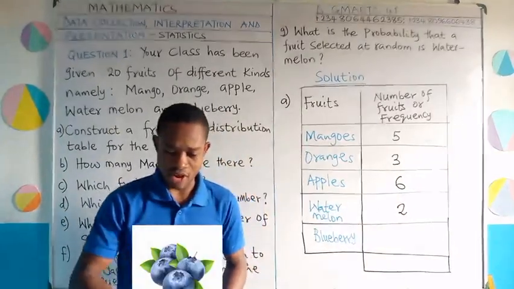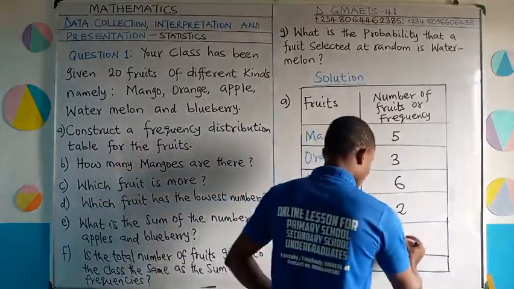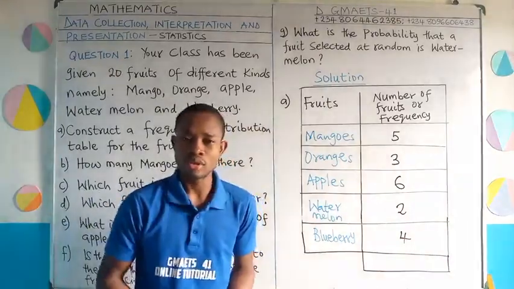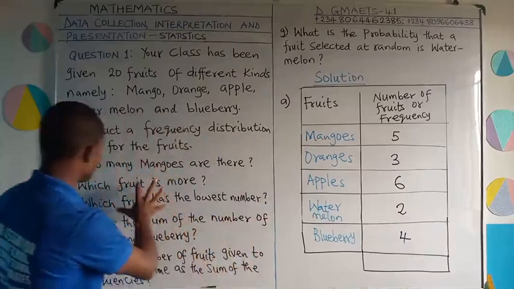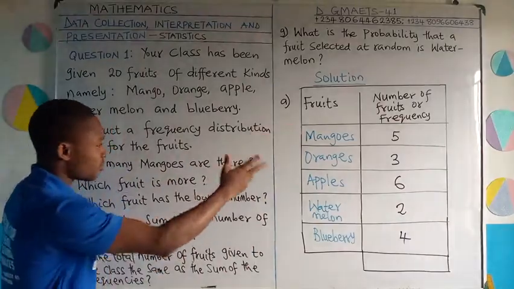Blueberries. How many are there? Find out. All right, there are 4 blueberries. Good. We've gotten the frequency table. Before we move on to start interpreting this information, how many mangoes are there? We've gotten the number of mangoes, 5.